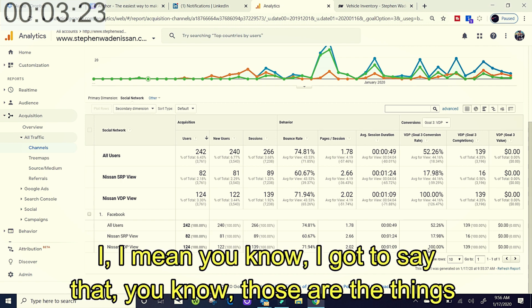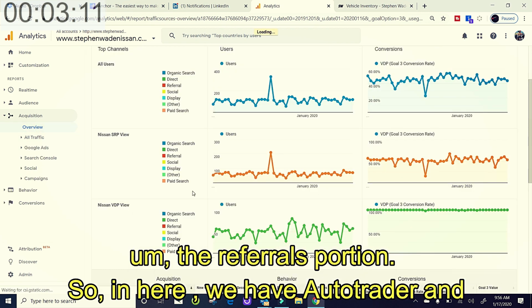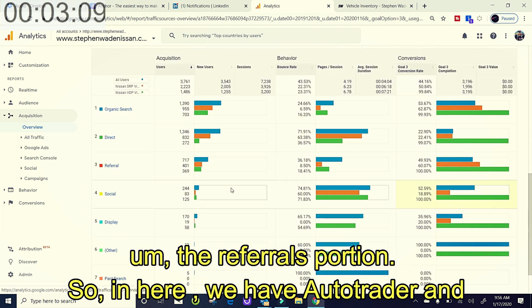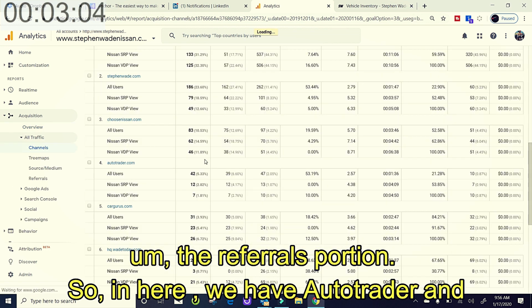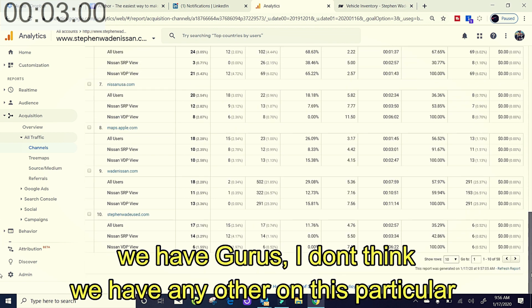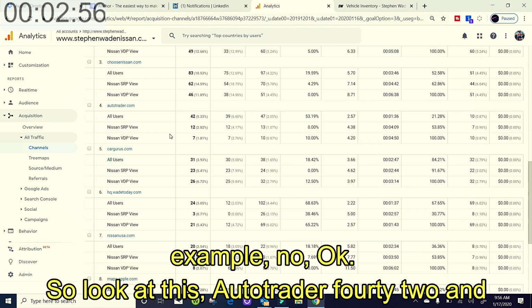I got to say that those are things that we have to be looking at, right? So let's go and check out the referrals portion. In here we have AutoTrader and we have Gurus. I don't think we have any other on this particular example. No. Okay. So look at this.